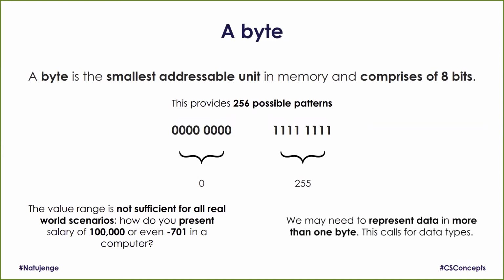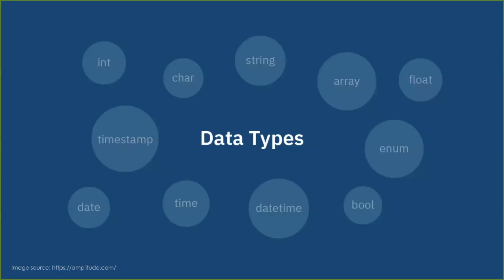So this calls for what we call the data types. And these data types at times can store data in more than 1 byte. So you have probably seen int, char, float, enum. All these are data types. So we are not dealing with a foreign or new concept for most of it.